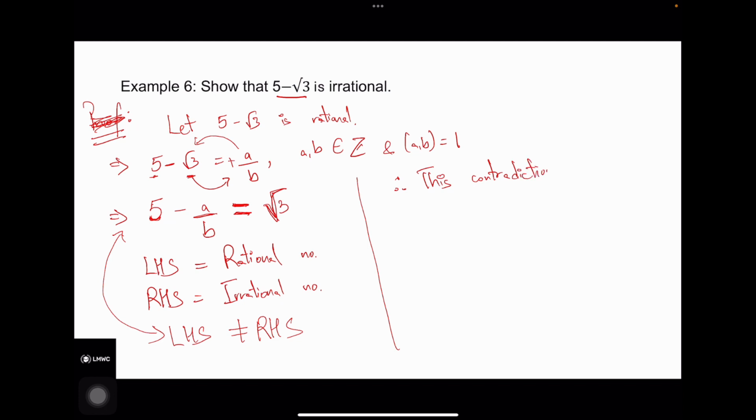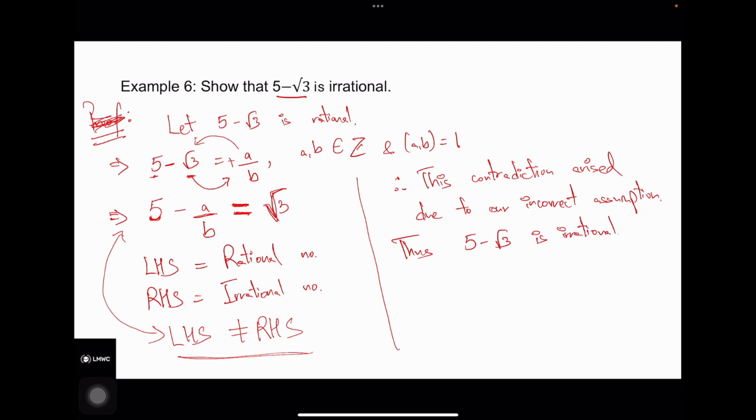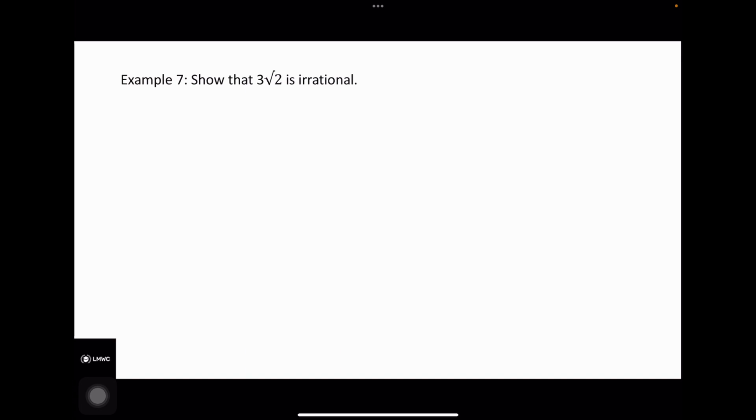Why? Because in the previous step it says rational and irrational are equal, but here we are stating that no, they are not equal. So this contradiction arises due to our incorrect assumption, and thus 5 minus root of 3 is irrational. So as you can see, this example 6 is much easier than example number 5. Moving forward to the next and the last example.